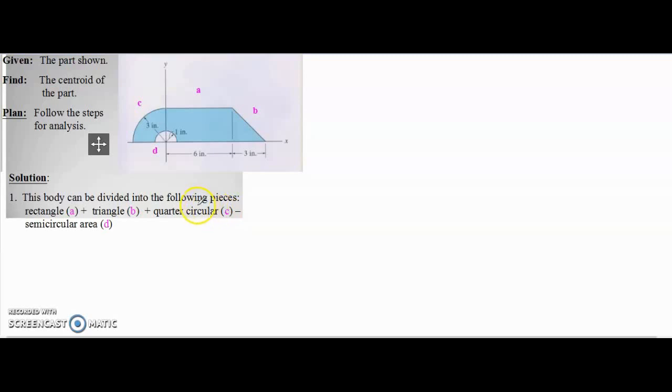Okay, so this is the example for composite body centroid analysis. You are given this particular shape, and then you need to find the centroid of this shape. For the first step, you need to divide the shape into simple geometry shapes.